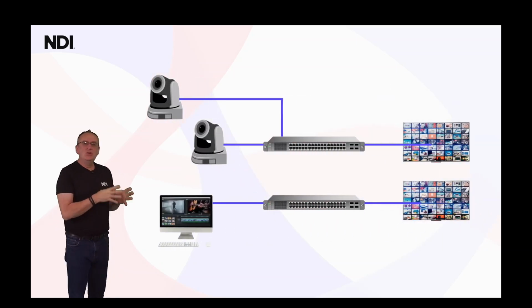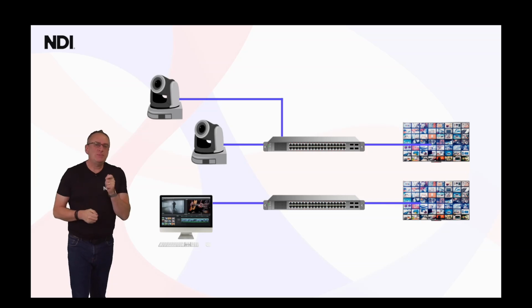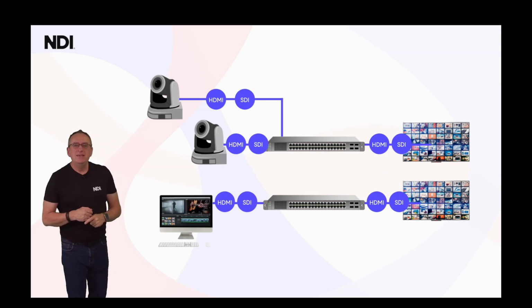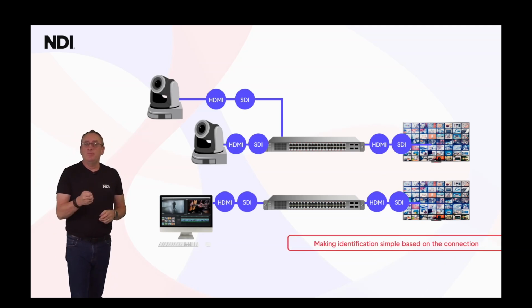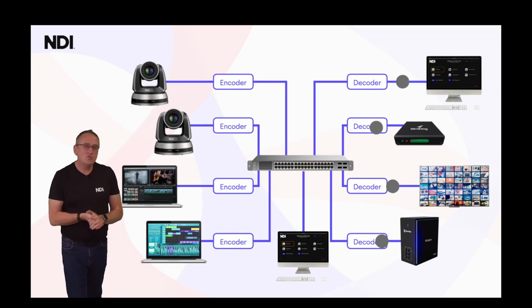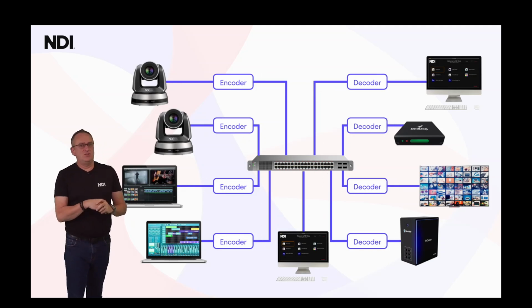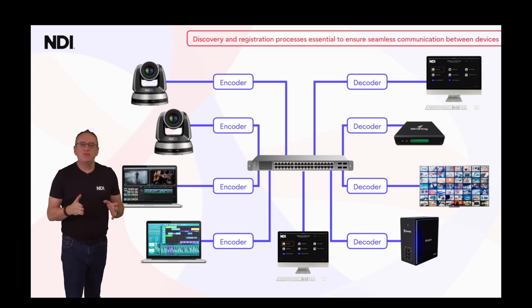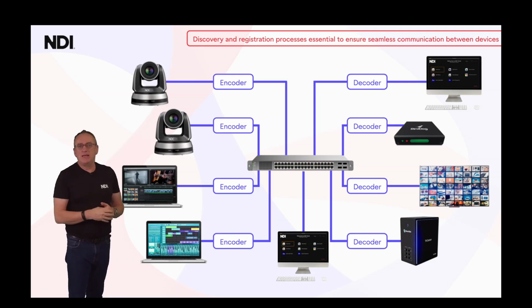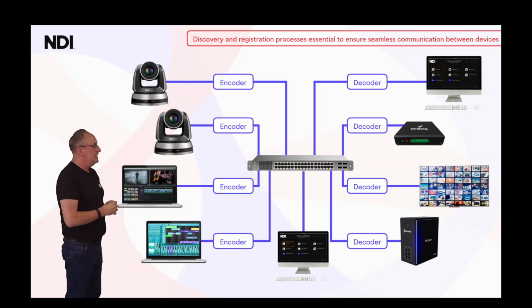Now, in traditional AV systems, devices are typically connected via physical cables like HDMI or SDI, making identification simple based on the connection. However, in an IP-based system like NDI, devices communicate over a network, and identification is based on network addresses rather than physical connections. This makes discovery and registration processes essential to ensure seamless communication between those devices.